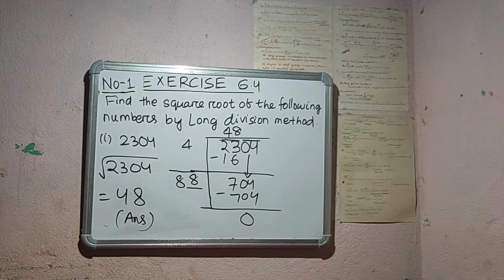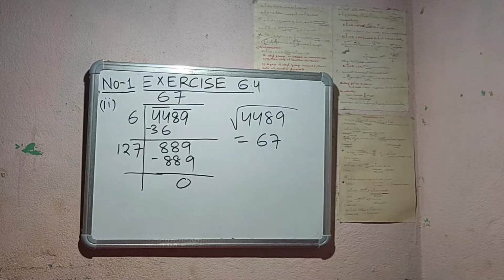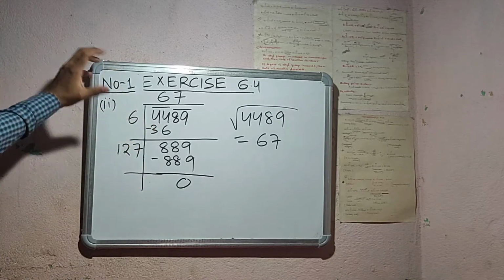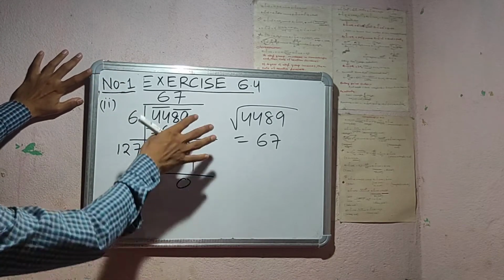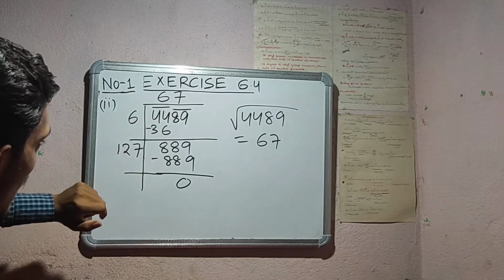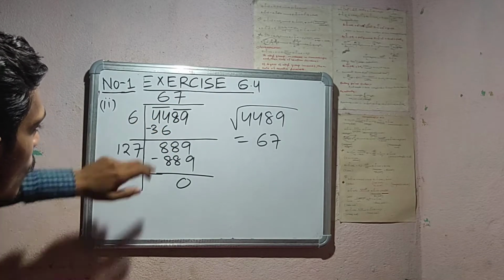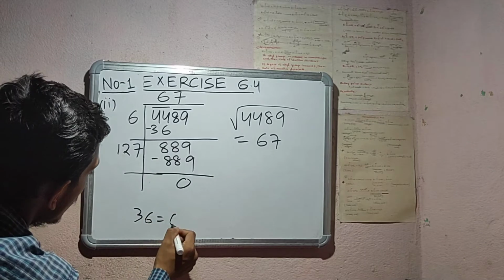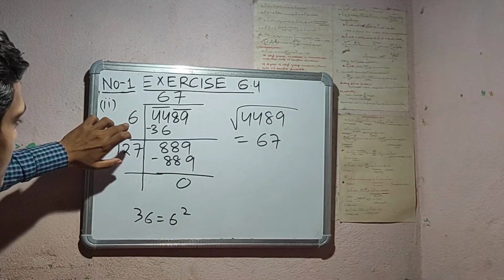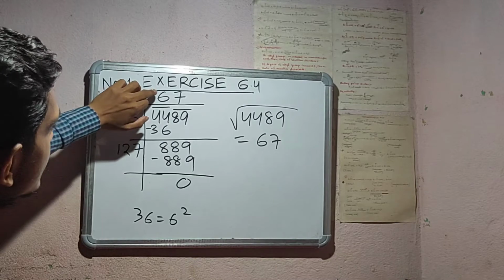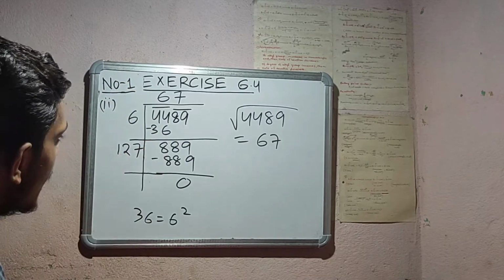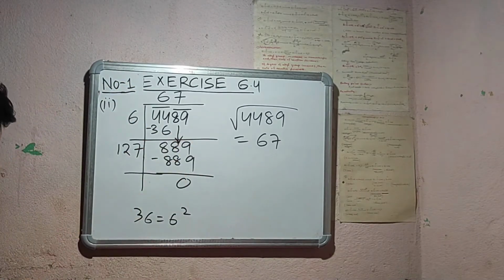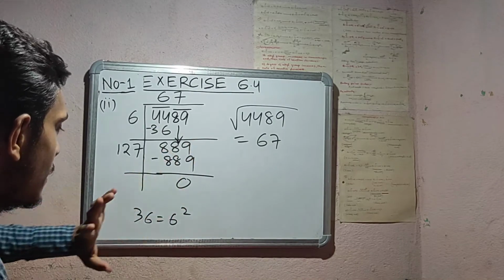Then we go to the next part, part number 2, the square root of 4489. By the long division method, first we pair, then place the bar, then find the divisor. For 44, the closest square is 36, which is the square of 6. So I take 6 as my first divisor. 6 sixes are 36, then the remainder is 8. Then bring down the next number 89, that is 889, the next dividend.